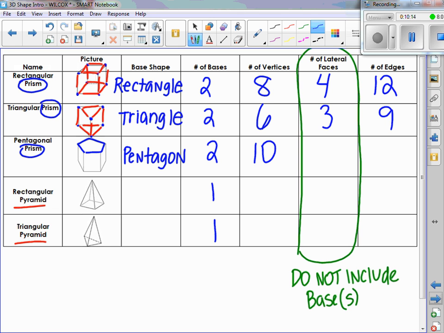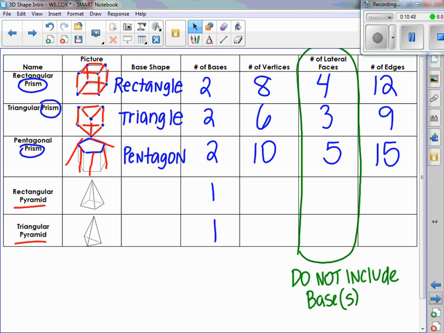A pentagonal prism, 10 vertices: 5 on the top and 5 on the bottom, on each of my pentagonal bases. Number of lateral faces, again, do not count the bases. I do not count the pentagons. How many rectangular sides do I have? 5. 1 coming down from each side of the pentagon. 1 rectangle coming down from each piece. And then last of all, number of edges, 5 up top, 5 edges on bottom, and then 5 that make up the height, so 15 total edges.